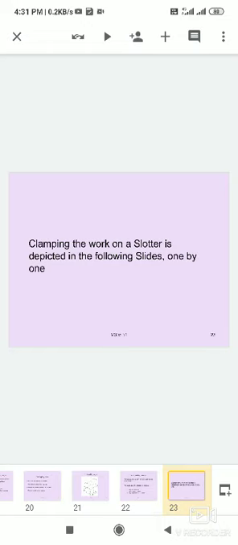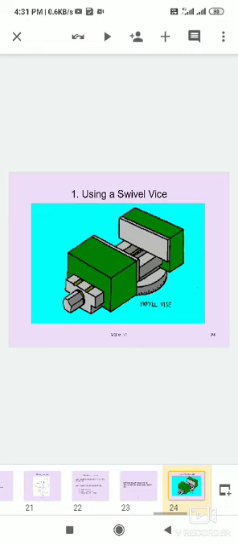Clamping the work on the slotter is discussed in the following slides one by one. Using a vise: it has two jaws. One jaw is a mobile jaw and the other is a fixed jaw. The mobile jaw is moved by a lever.